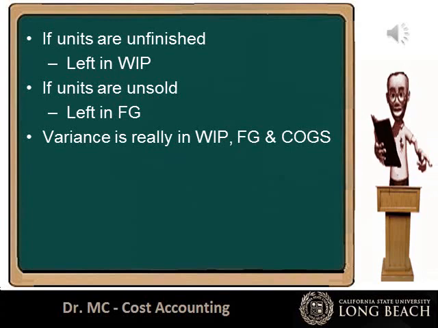If, however, some of the units are not finished, then the amount of overhead in those units is short. Similarly, if some of the units are not sold, then the amount of overhead in those units is also short. Under those circumstances, if you wanted to be very accurate, some of the under-applied overhead really should be placed in work in process and finished goods, as well as cost of goods sold.